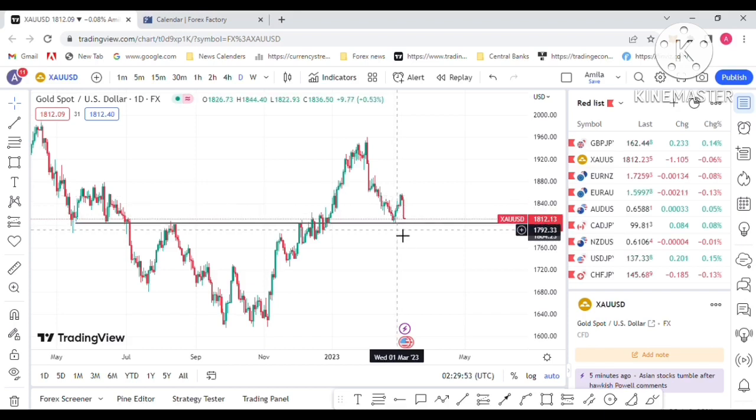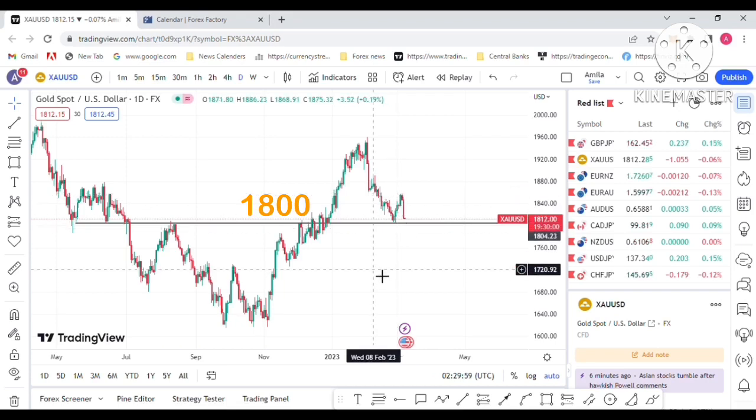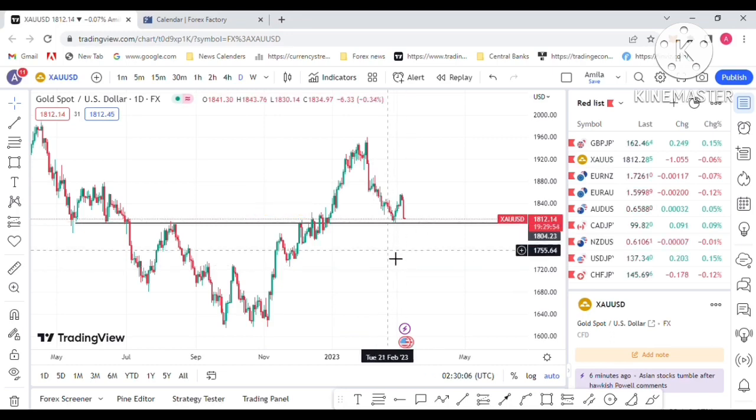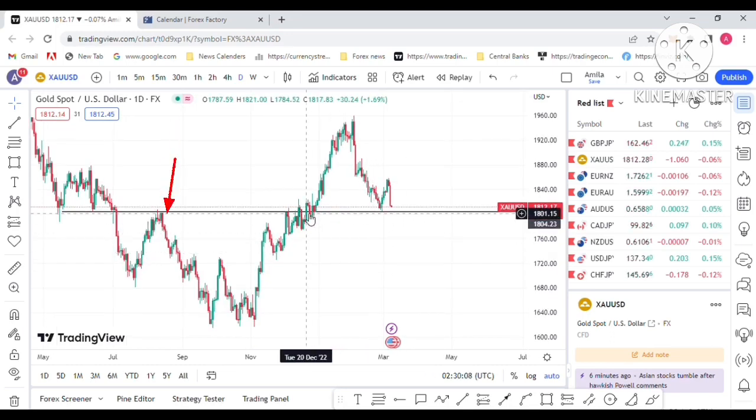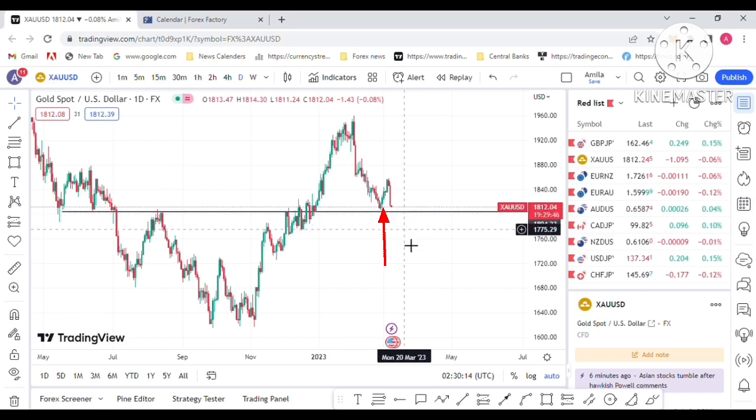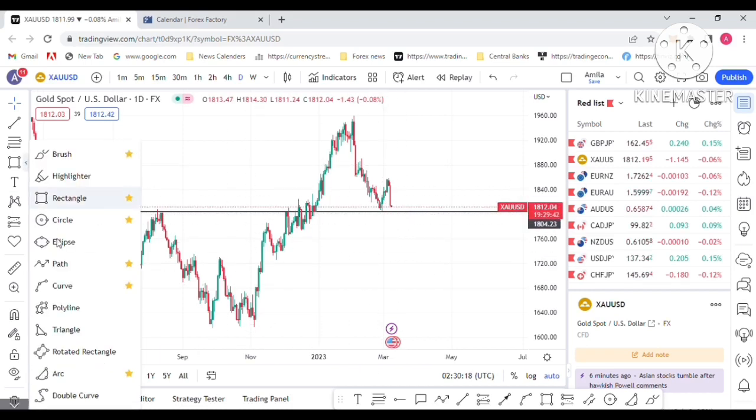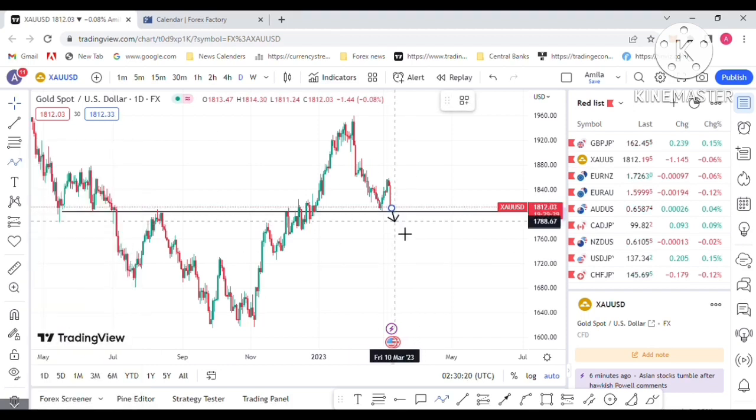So I already drew a black color line. This line is already not broken. This black color line is the 1800 level. There's a huge resistance on the left side and it has supported on the right side. I already mentioned this level in my previous videos. So this level, the black color line, is a very important line.